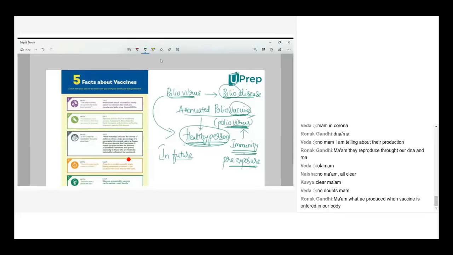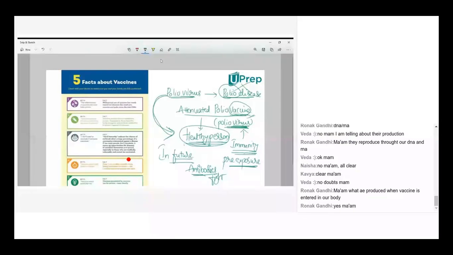So next time in future, if you have polio virus infection after vaccination, you will develop antibodies against the virus and they will fight with the virus. So you will not get polio disease in your whole lifetime. Yes, what will be produced means antibodies only. Here, the answer came, Ronak. Got it? This is the basis for every vaccine.